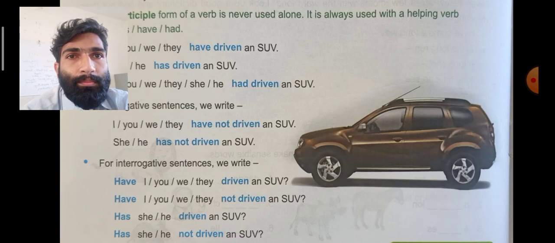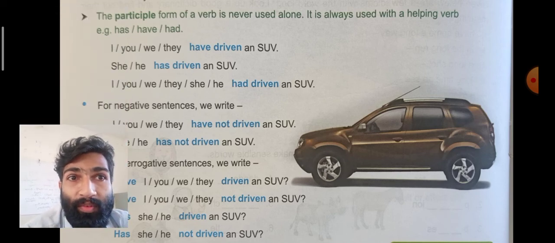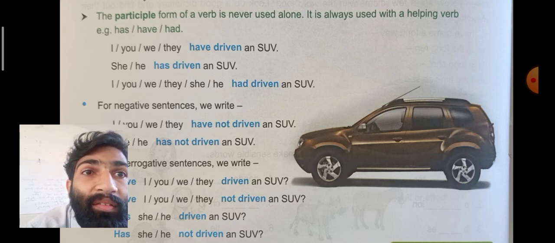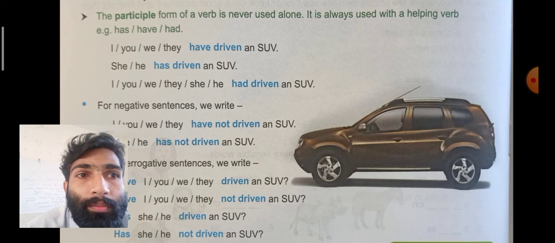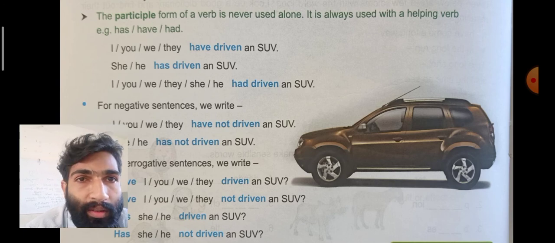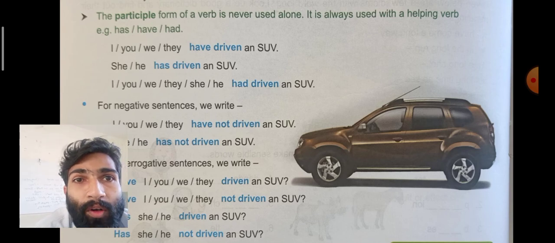Okay. Next, now the past participle form, the V3 form. The participle form of a verb is never used alone. It is always used with a helping verb. Which are they? Has, have, had. For the be form we say I am, he is, we are, that is all known as the be form of the auxiliary verb, and this is the have form of the auxiliary verb.